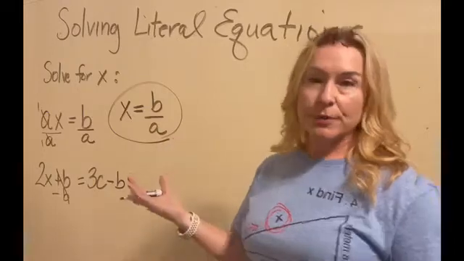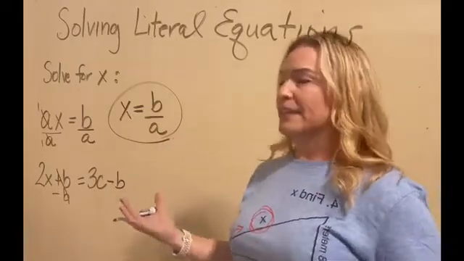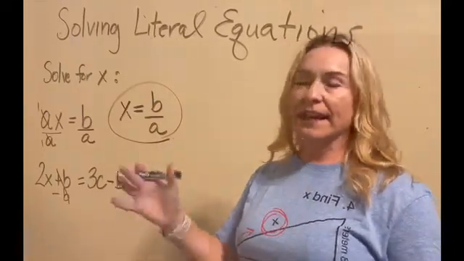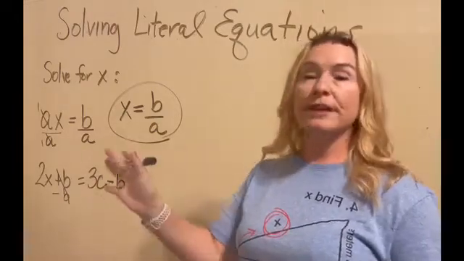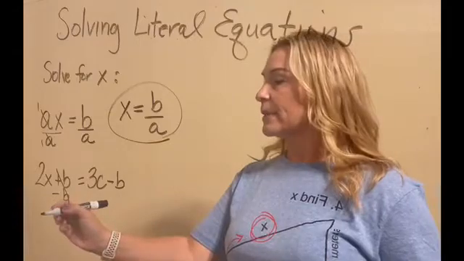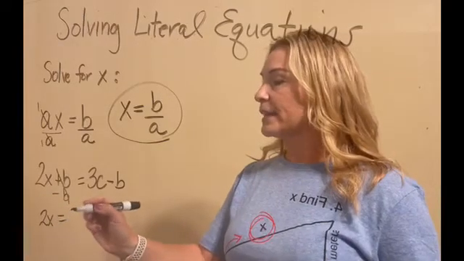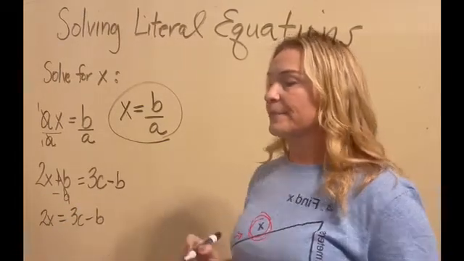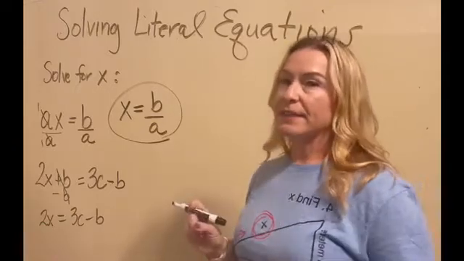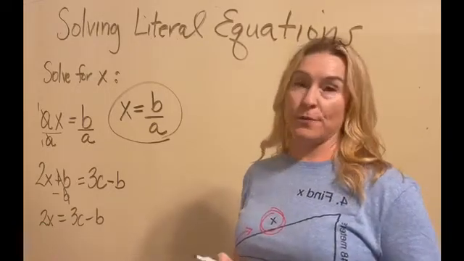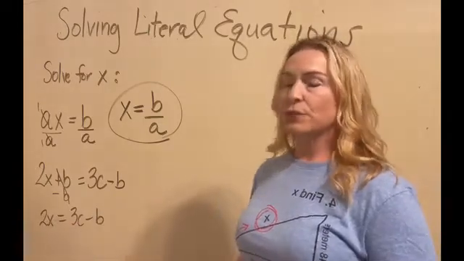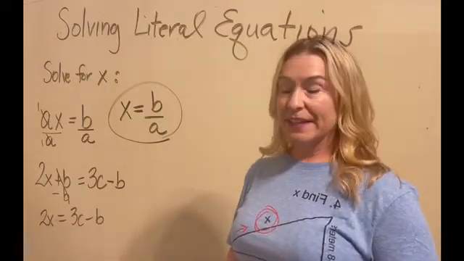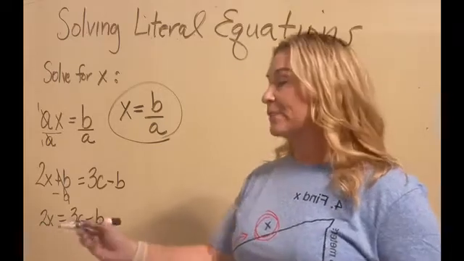This is where it gets really confusing because 3c minus b, I can't do anything with that, but you don't have to. You're just simply rearranging things. So now we have a 2x left over and we have a 3c minus b. We have one more step because the point is to solve for x or isolate it. So 2x means 2 times x. To undo multiplication, we divide.